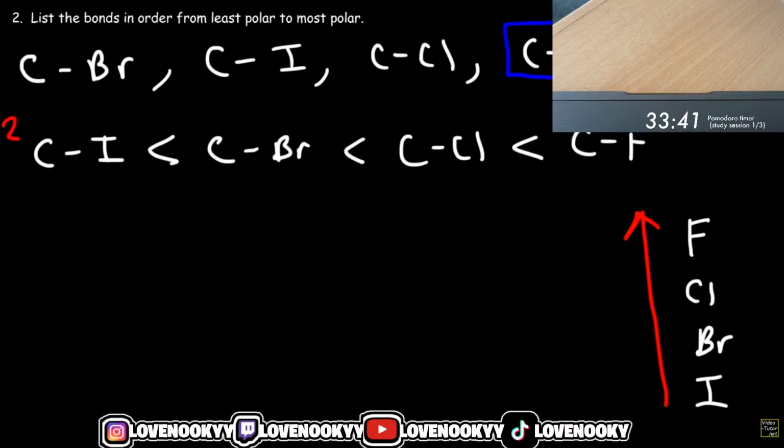So keep in mind, carbon is 2.5. Iodine has an electronegativity value of 2.5. Bromine is 2.8. Chlorine is 3.0. And for fluorine, it's 4.0. So the EN difference, I'm just going to write the number in green.